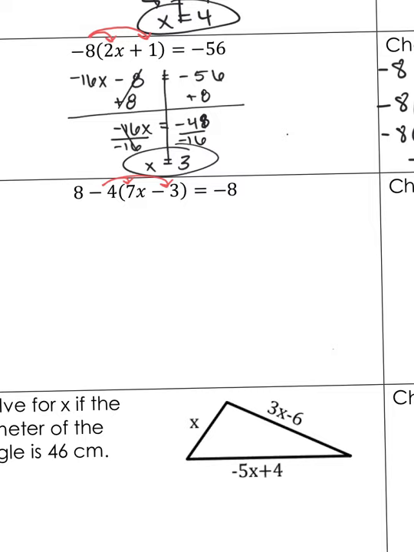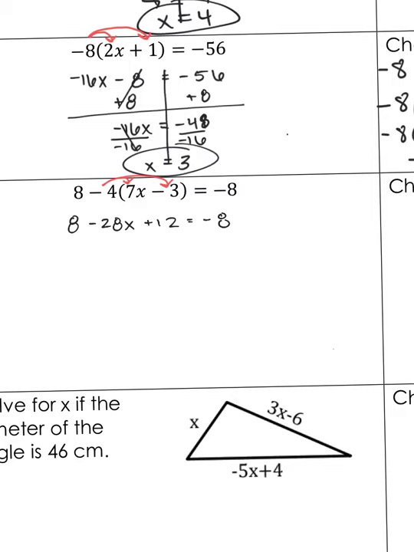So this 8, nothing is happening with it. It's not being distributed. I can't combine it yet, so I just bring it down. We're distributing a negative 4. Negative 4 times 7x is negative 28x. Negative 4 times negative 3 is positive 12. Bring down the equal sign, bring down the negative 8. We're still not quite at a two-step equation yet.